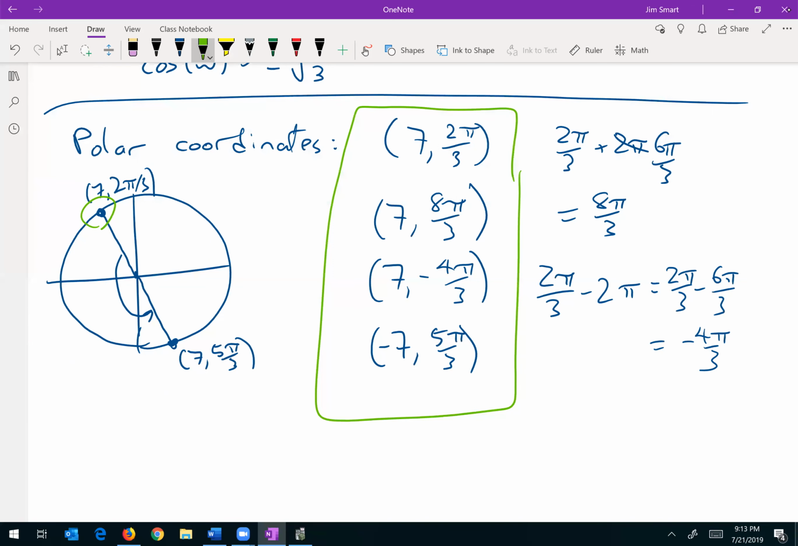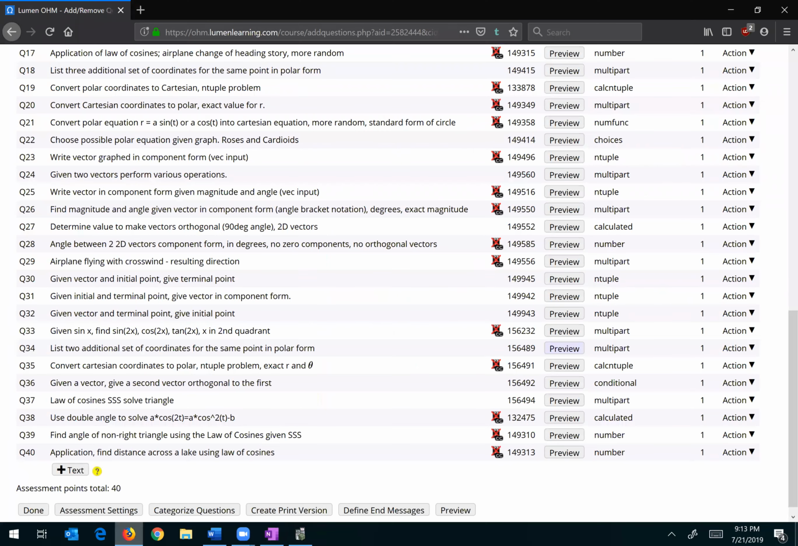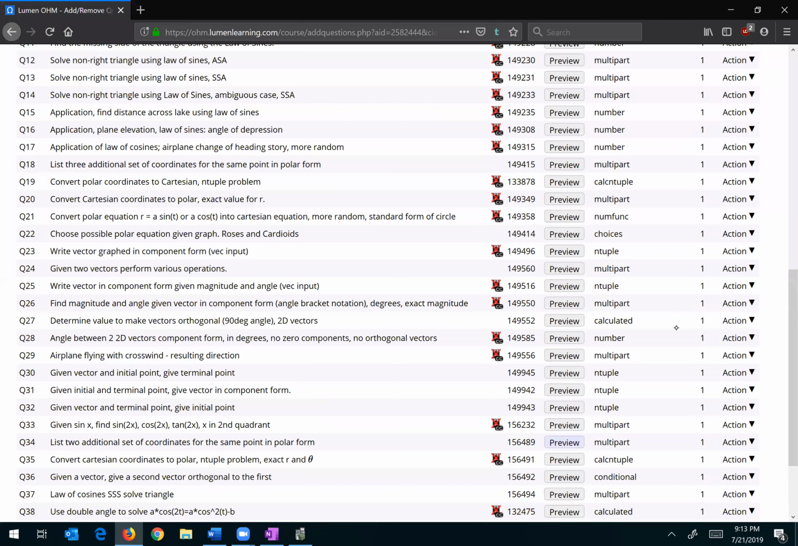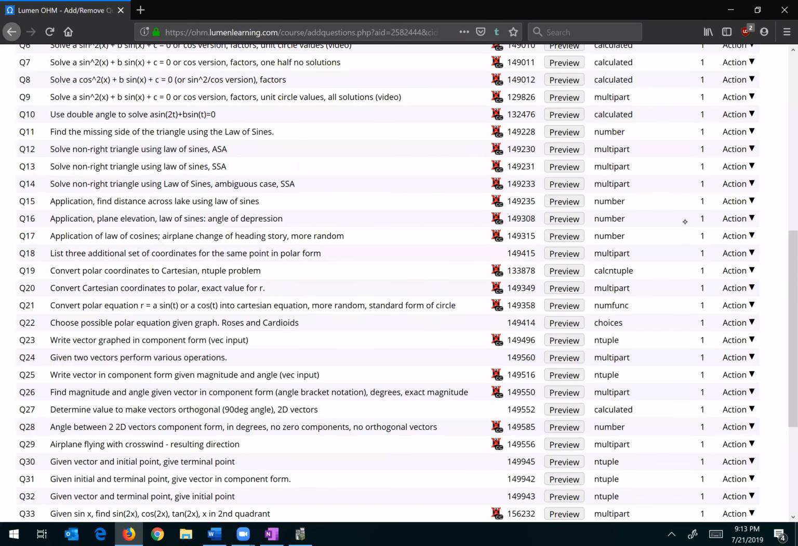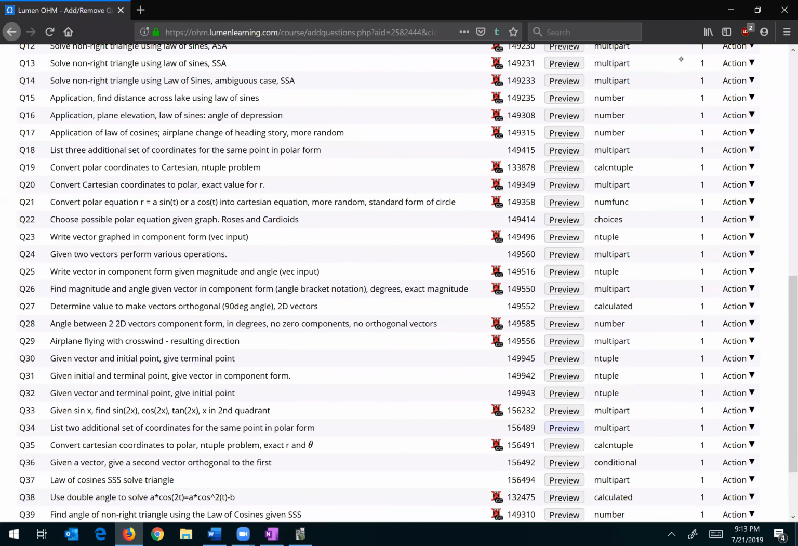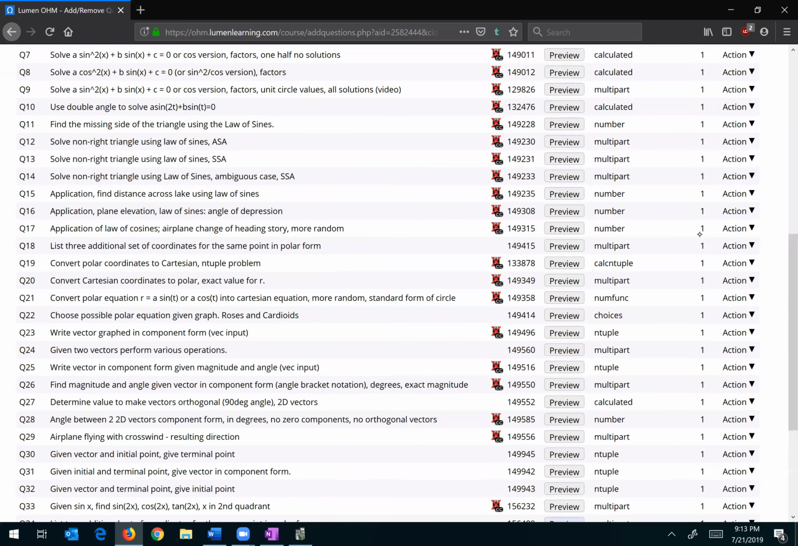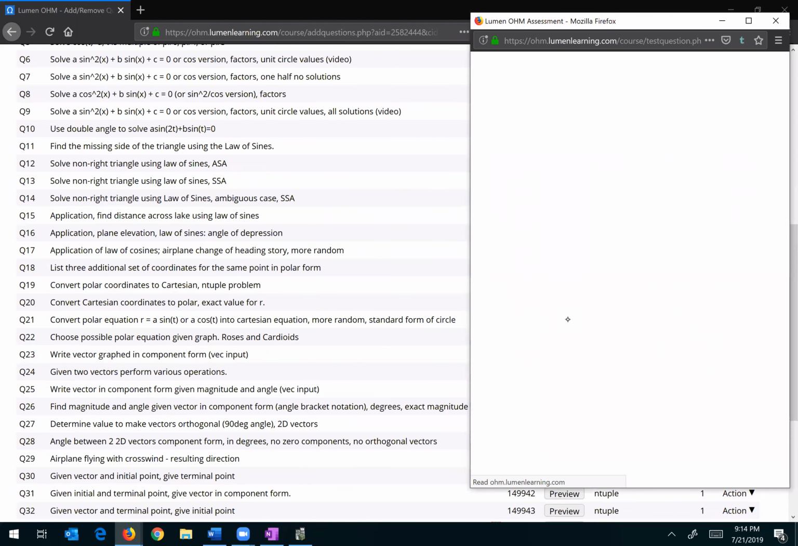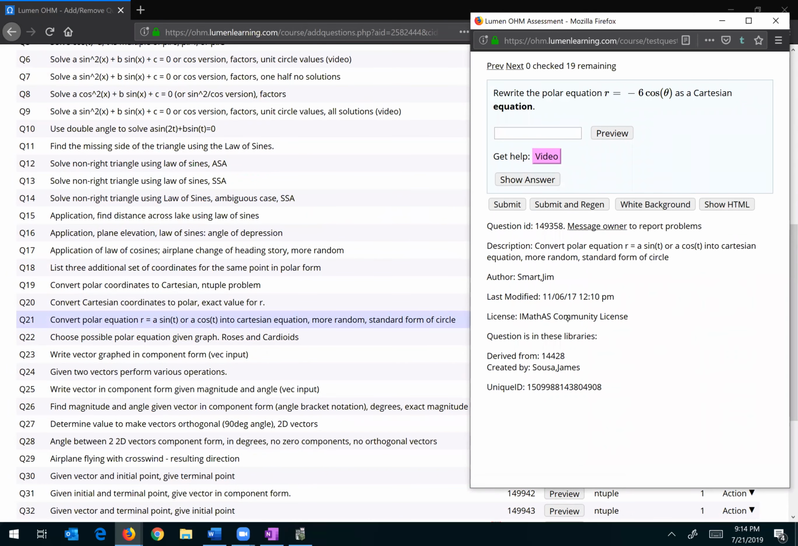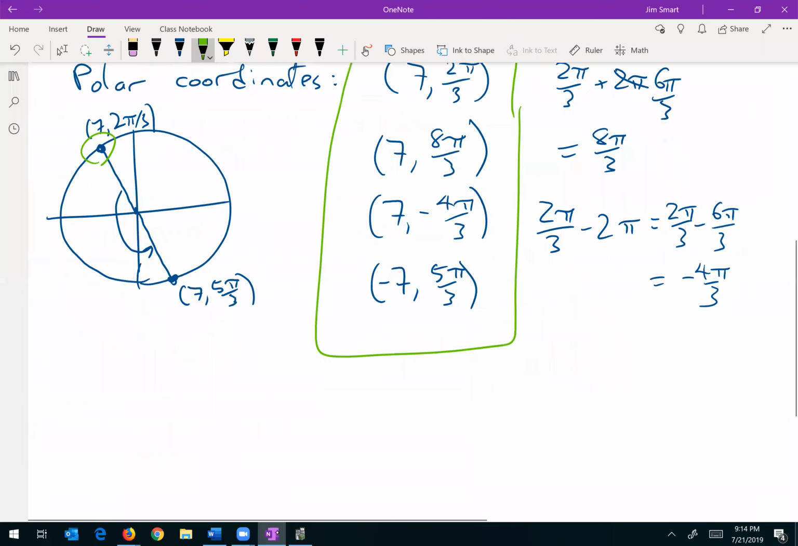Okay. Let me see Scott's question again. 149358. See a lot of 149s. There it is. Okay, so we're going to convert r equals negative 6 cosine theta to a Cartesian equation. Let's take a look at that.